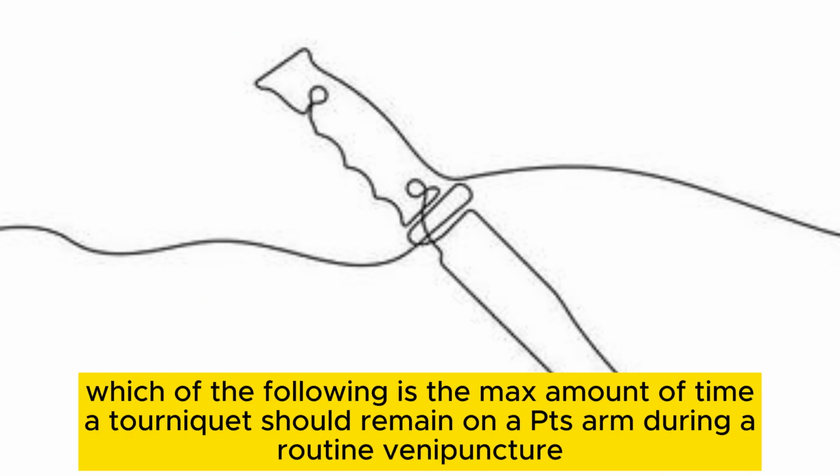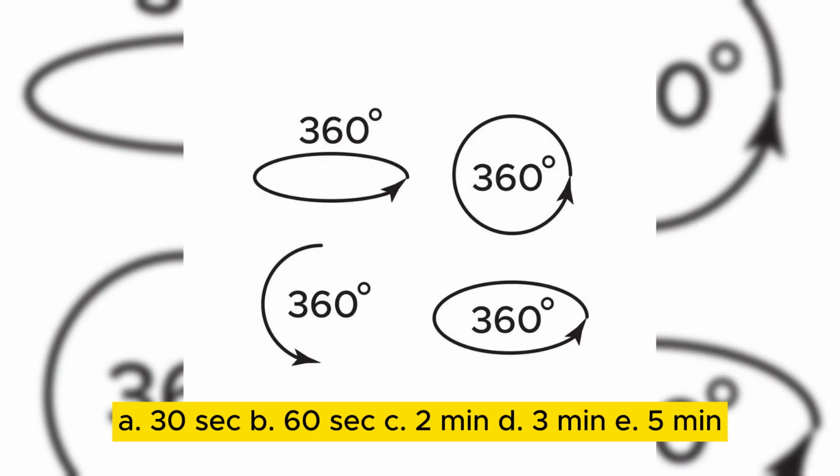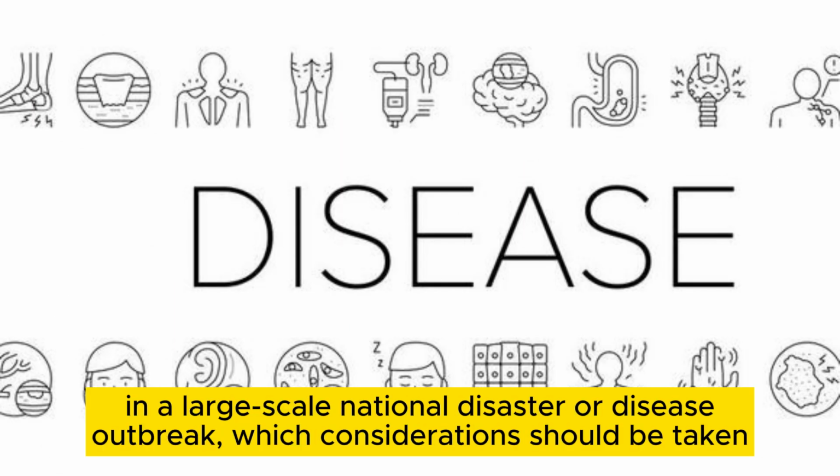Which of the following is the max amount of time a tourniquet should remain on a PT's arm during a routine venipuncture? A. 30 sec. B. 60 sec. C. 2 minute. D. 3 minute. E. 5 minute. Answer: 60 sec.